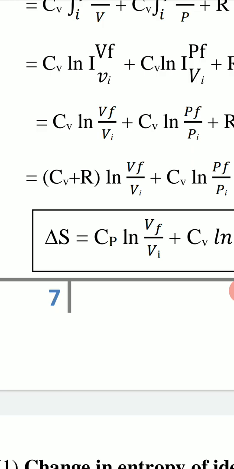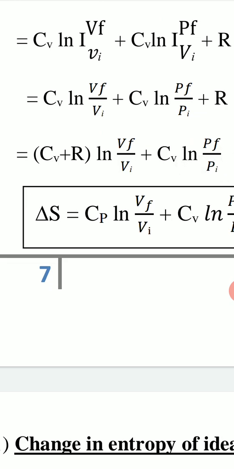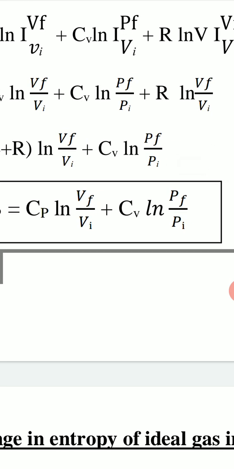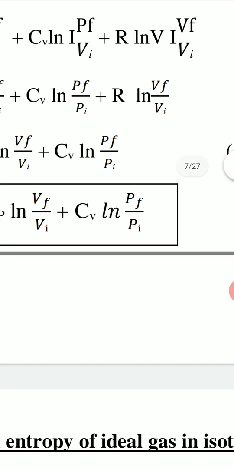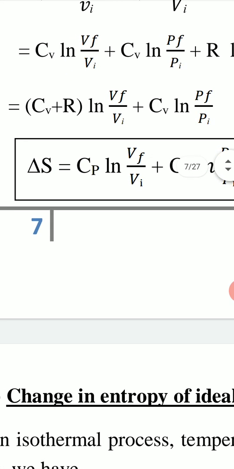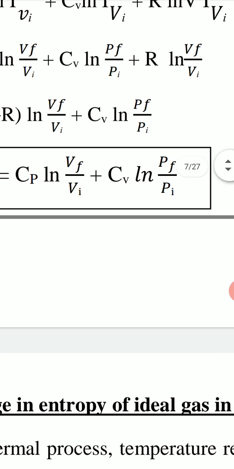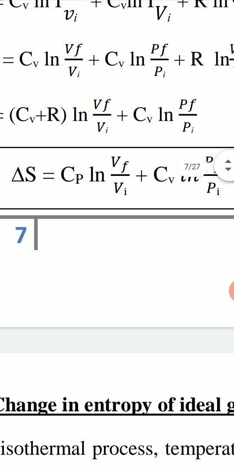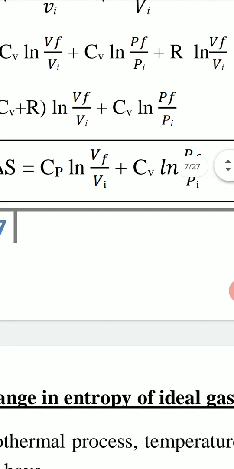After putting the limits, we get Cv (log Vf minus log Vi), that is log Vf upon Vi. In the second term, we have Cv (log Pf minus log Pi), that is log Pf upon Pi. And in the third term we have R (log Vf minus log Vi), that is R log Vf upon Vi. Log Vf upon Vi appears in two terms. We take it common and have (Cv plus R) into log Vf upon Vi, and the remaining term is Cv log Pf upon Pi.